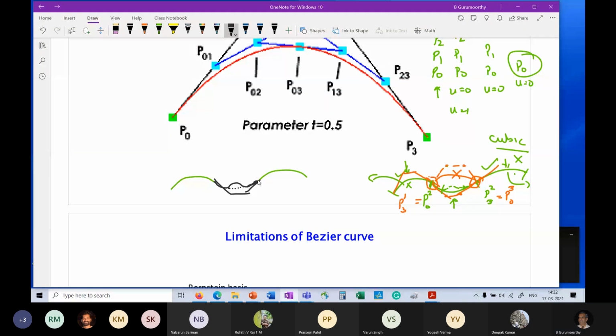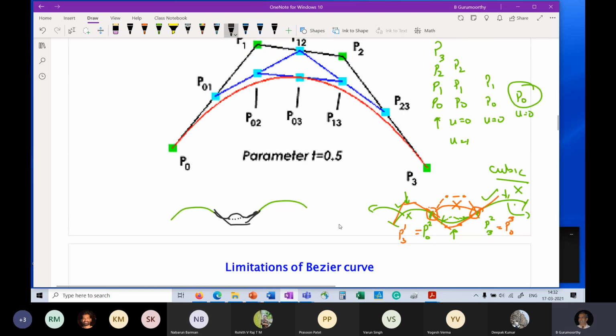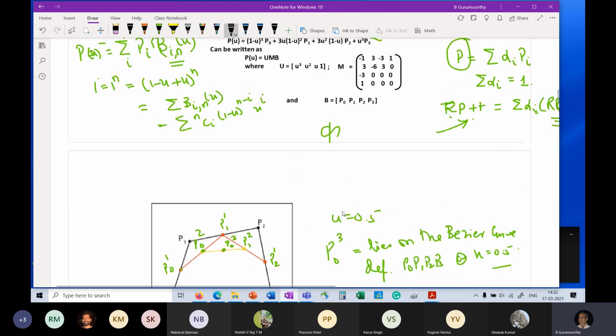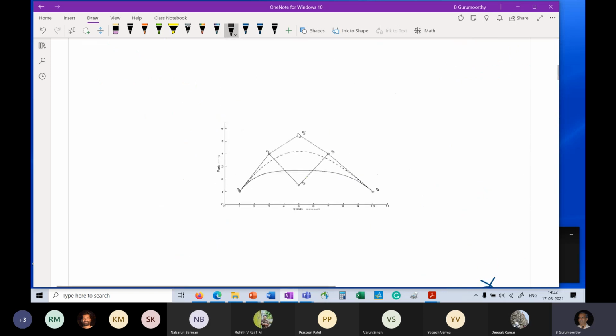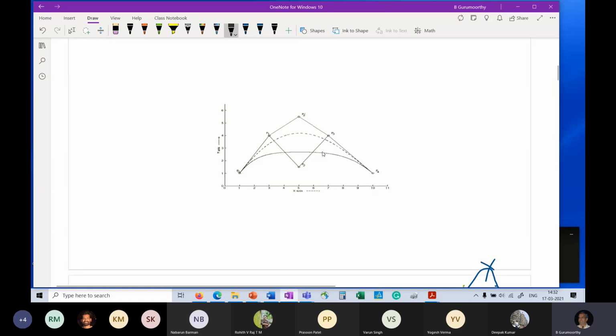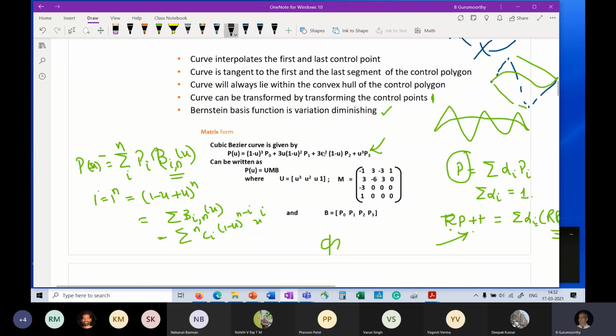Now, remember, we had shown you a picture here, right? That if you moved P2 from here to here, the curve went from here to here. That's local change that was possible. Now, can we do the same thing here?